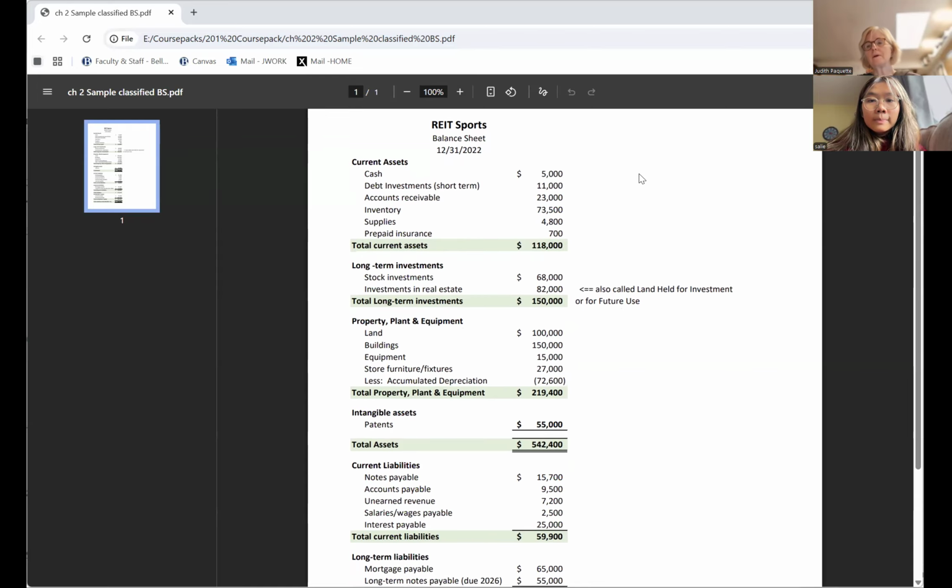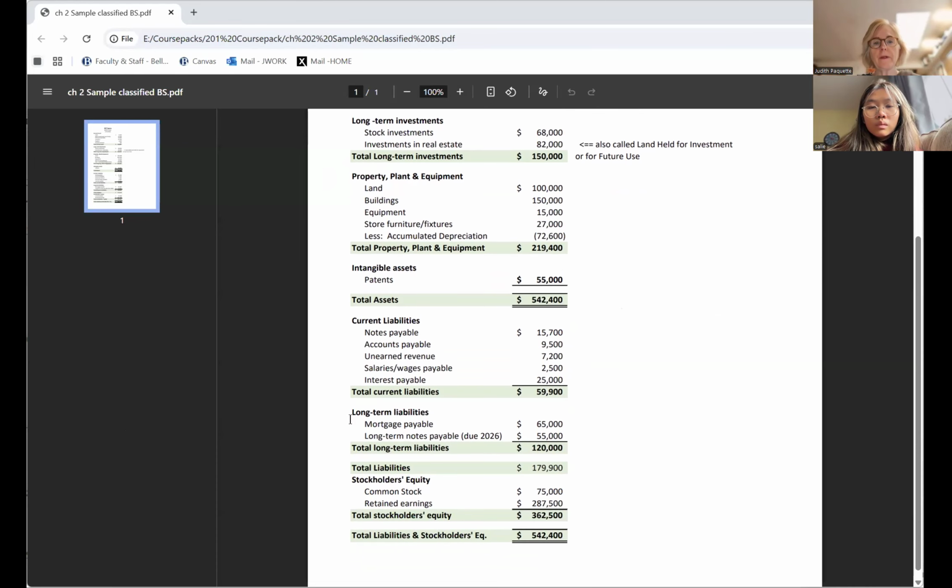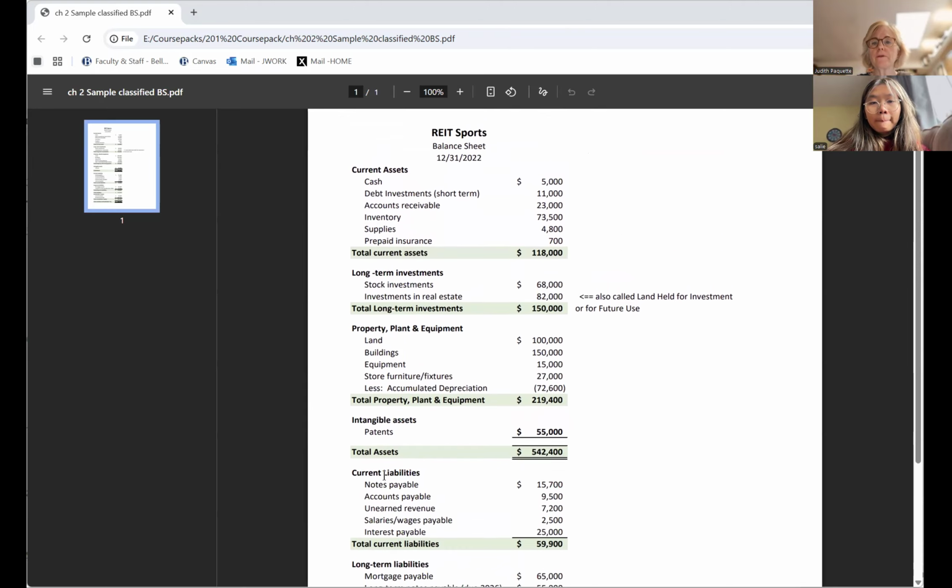So we'll start with the assets. There are four possible categories: current assets, long-term investments, long-term assets, property, plant, and equipment, and then intangible assets. Under liabilities, we have current liabilities and long-term, so it's a little easier. And then stockholders' equity is the same as the way you learned it in chapter 1.